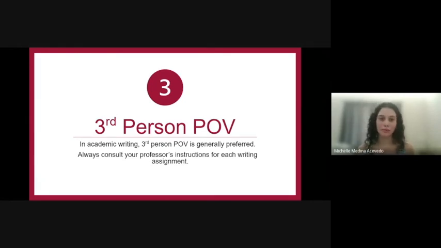Now, the most important thing about point of view is that you should be consistent. So don't change from first person to second person to third person to first to second to third. We would always use third person consistently, or if you were writing in first person, consistently.